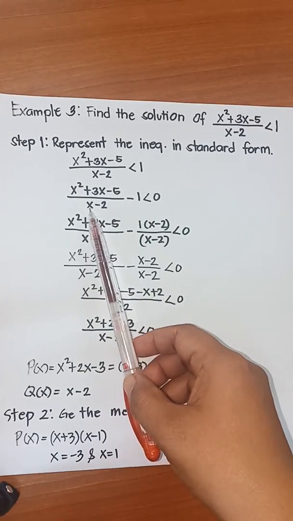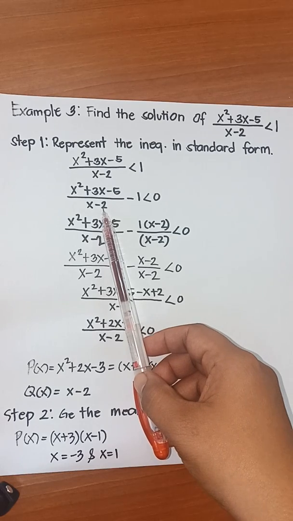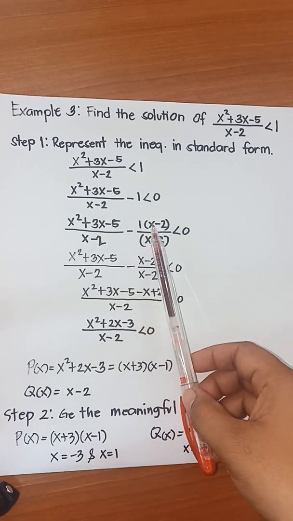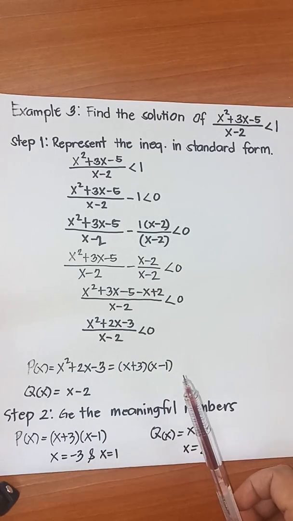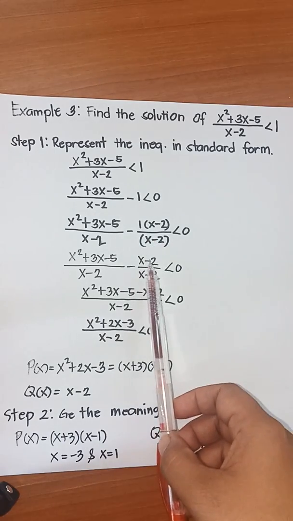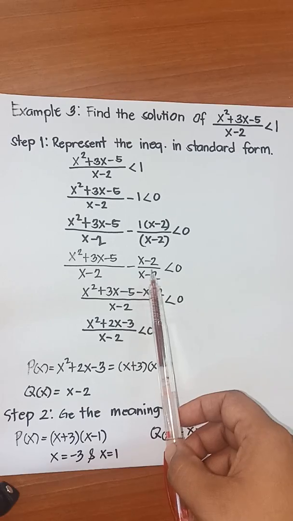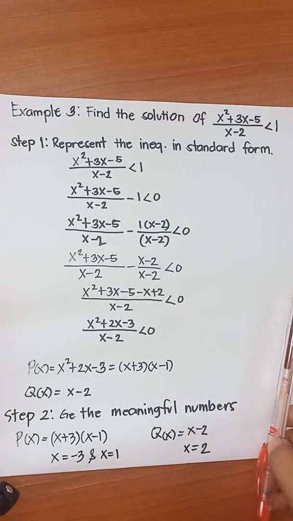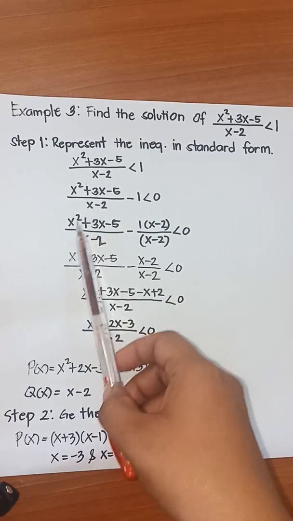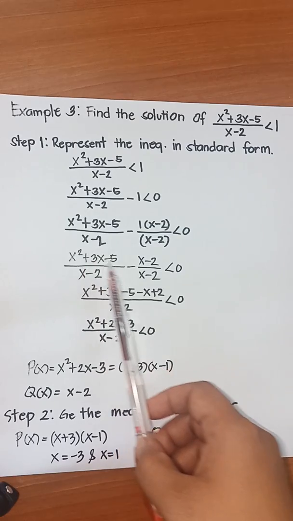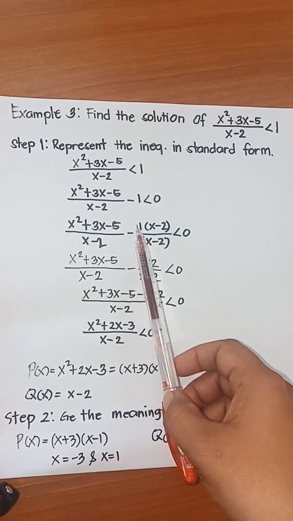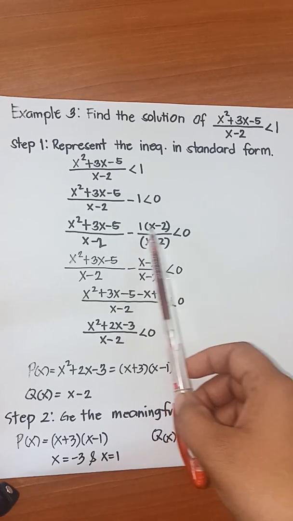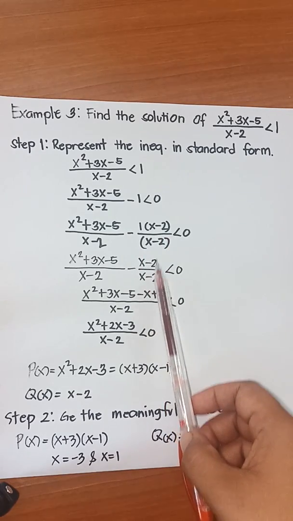Now, the LCD will be x minus 2. So, we need to multiply (x minus 2) over (x minus 2) for negative 1. And that will be (x minus 2) over (x minus 2). So, copy this rational expression minus (x minus 2) over (x minus 2). That is 1 times x is x. 1 times negative 2 is negative 2.